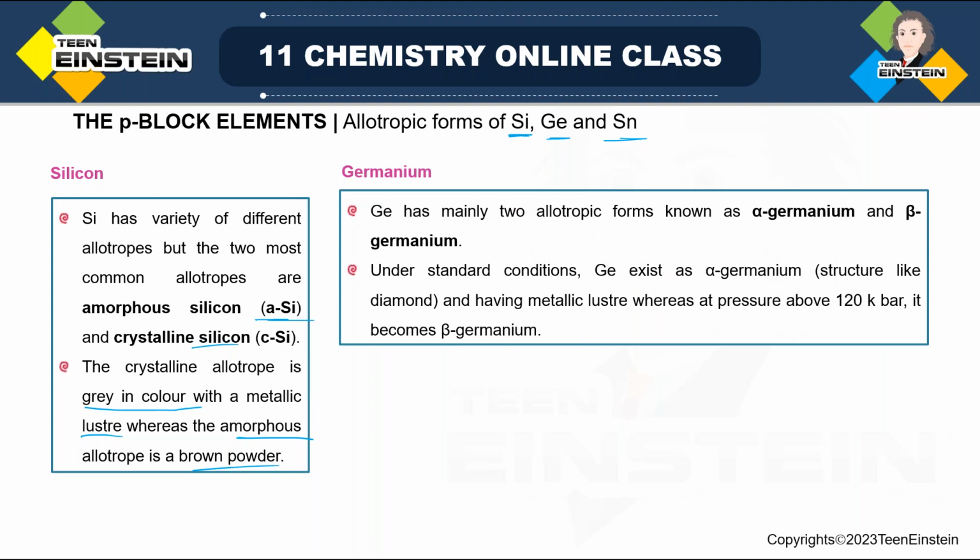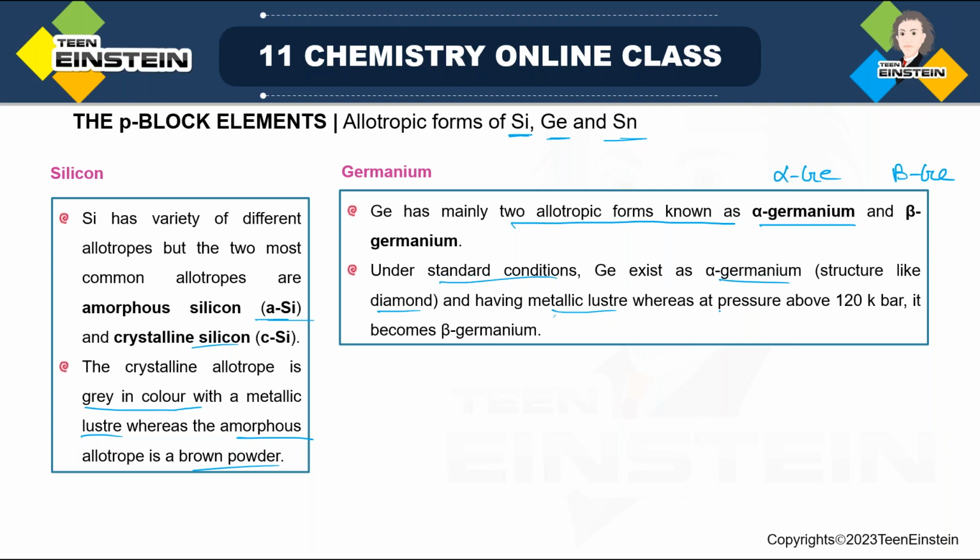Next element, germanium. Here also two allotropic forms. One is alpha germanium, another one is beta germanium. Now if we consider standard condition, then which form is prevalent? Alpha germanium is prevalent. It has some similarity in structure with diamond, and there is some metallic luster also.